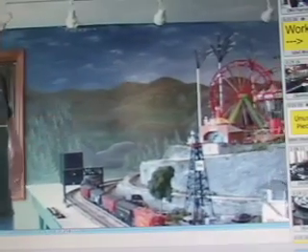If I start this, you hear this gentleman talking. Okay, we have several main areas of the layout. One of them is right here. This is supposed to represent the Millville Carnival.